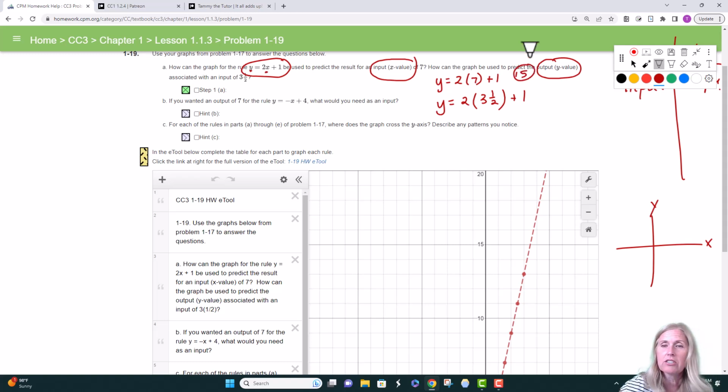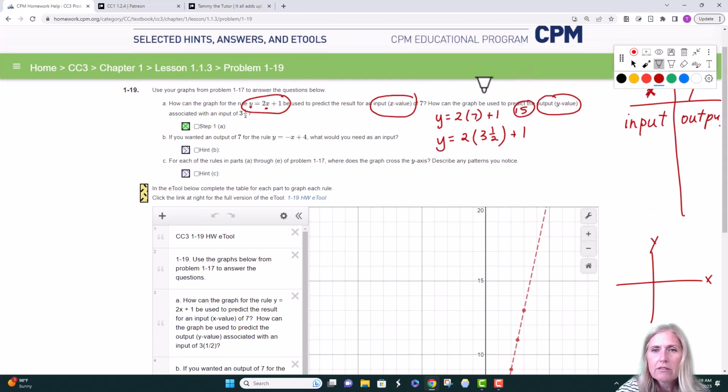But also, let's just check our math. We could have just said 2 times 7 is 14 plus 1, yep, is 15. So you could actually solve it by using the equation in front of you, or once it's graphed on a line, you could easily find it that way as well. Okay, and they're just wanting us to practice using our line on our graph to do it.